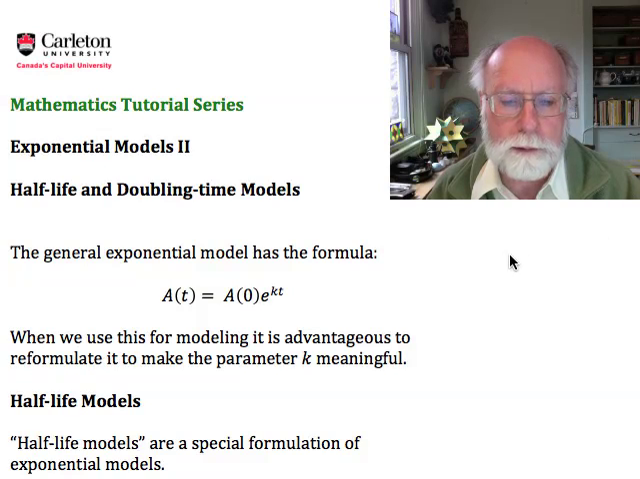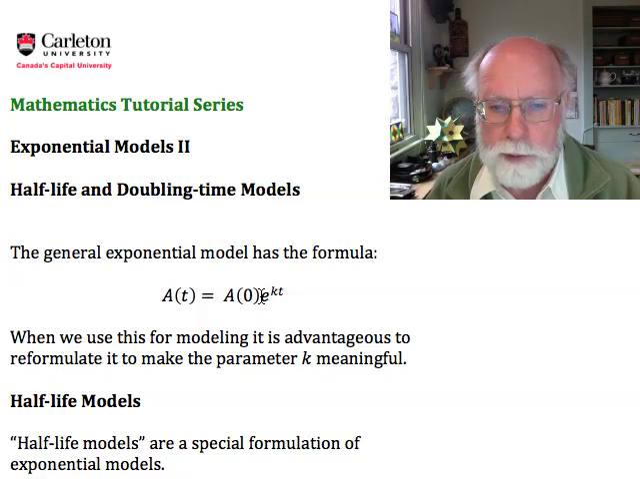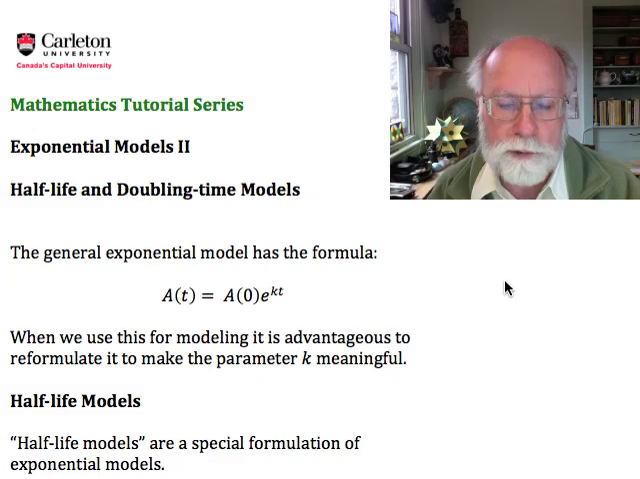Please recall that the general exponential model has an equation that looks like this. The amount at time t, A of t, is the initial amount, A of 0, and we multiply by e to the kt. That's our general exponential model. When we're going to use this for working on problems outside of mathematics, this parameter k becomes somewhat opaque, and what we would like to do is to find ways to make our models more meaningful to those that want to work with those models.